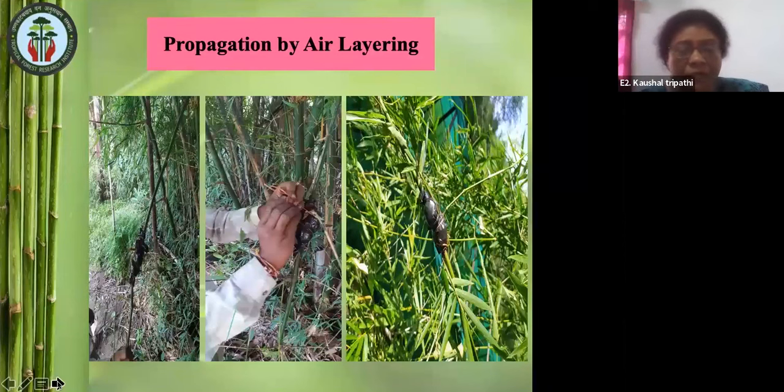These are again the methods which we are following of air layering on the nodes. Next slide, please.